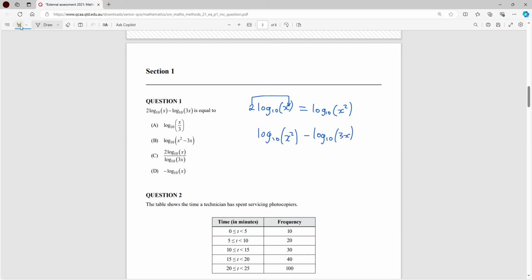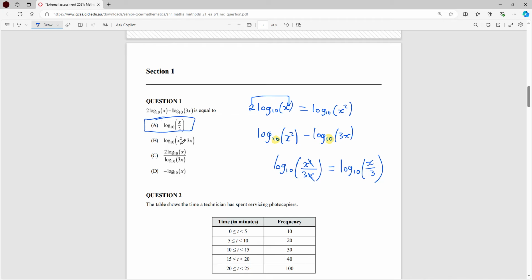Now if we're minusing two logs, and notice they have the same base here, that means we can write it as a single log, but it'll be the first log divided by whatever's in here. So it can be rewritten as log 10 of x squared divided by 3x. Now we can see here we have two x's on the top and one on the bottom, so we can cancel one here and that one there. So this can be written as log base 10 of x over 3. And we can clearly see that's equal to a.